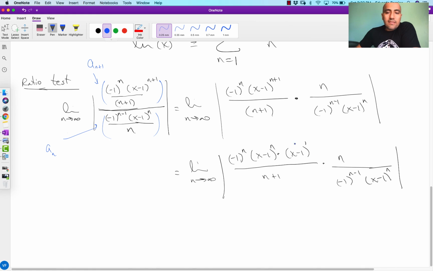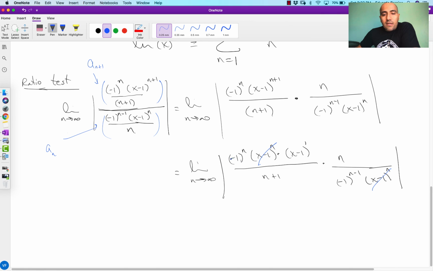Okay, so then this guy cancels with this one. This x minus 1 to the power of n, x minus 1 to the power of n, those guys reduce. N and n plus 1 don't cancel, but I can pull them out of the absolute values because they're positive counting numbers, right? 1, 2, 3, 4, 5, out to infinity. So the absolute values don't affect them.